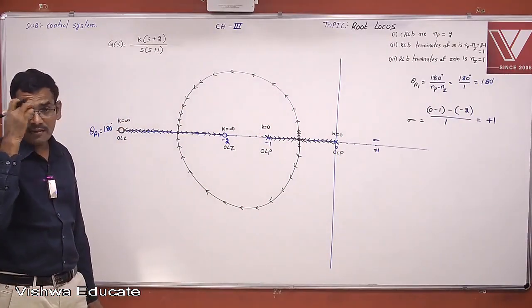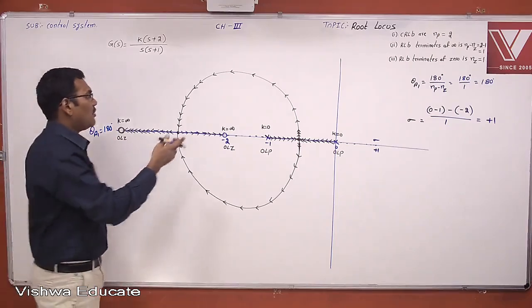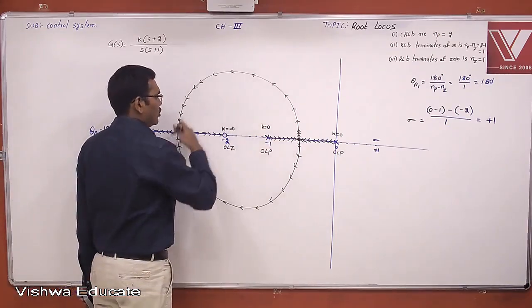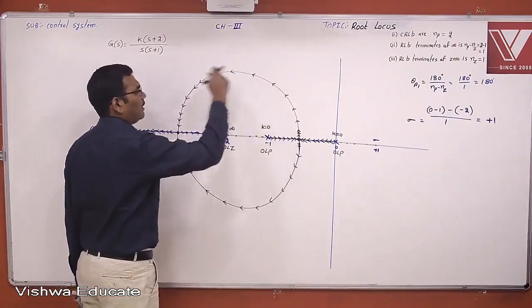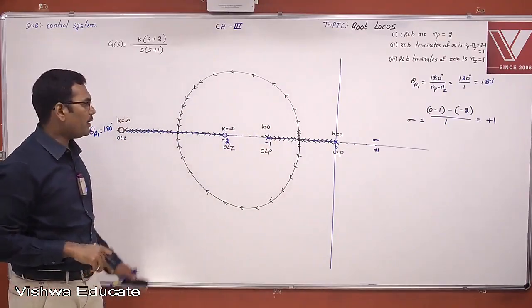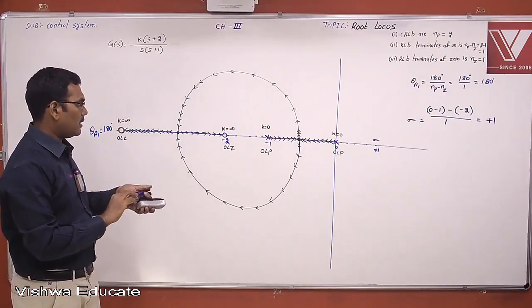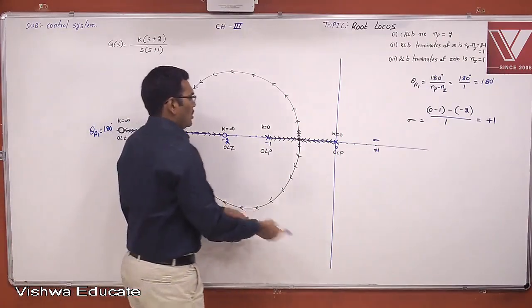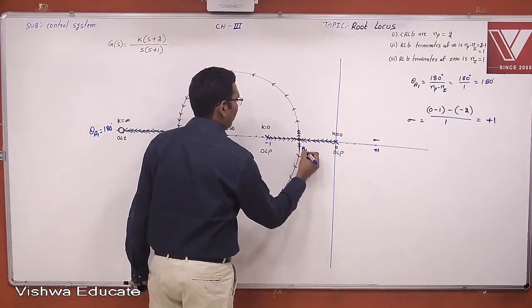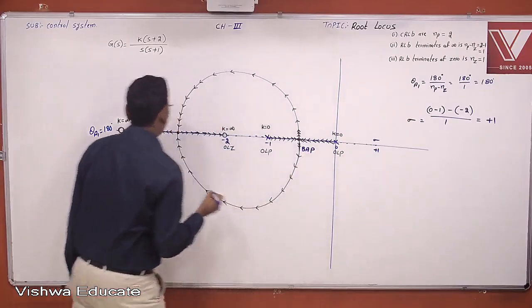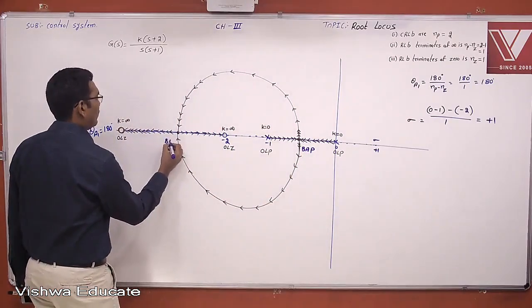Now the students are having a doubt: sir, why is the shape like this? Why do you draw a shape like a circle? Am I right or not? Why do you draw a shape like this? There is a reason for that. Now this is the breakaway point and this is the break-in point.